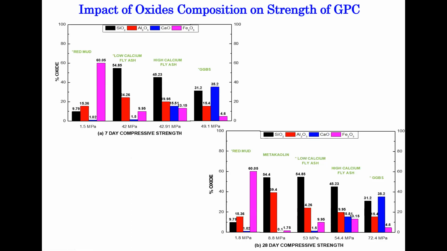But if you look at the strength aspect, the metakaolin exhibits strength as high as 60 megapascals, but the materials rich in red mud exhibit a very poor compressive strength, as low as 10 to 20 megapascals, almost a 3 to 4-fold difference. So this clearly proves the influence of oxide composition on the strength development.